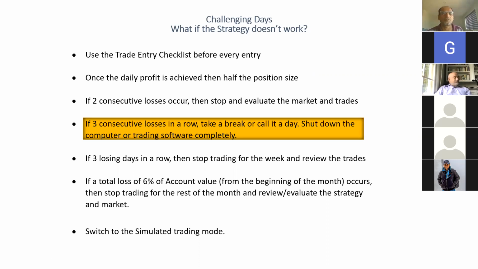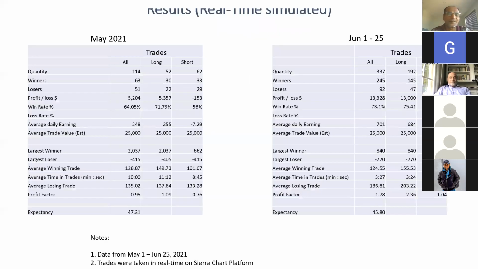If 3 losing days in a row, then stop trading for the week. Something is terribly wrong: either your luck, the market, the trade, or the strategy. If you have a total loss of 6% of account value in a given month, then stop trading for the rest of the month and reevaluate the strategy. We don't want small losses to pile up and give us a 6% loss of account value in one month. Then switch to simulated trading mode. If you still want to practice, switch to simulated trading mode, just like this was simulated trading mode.